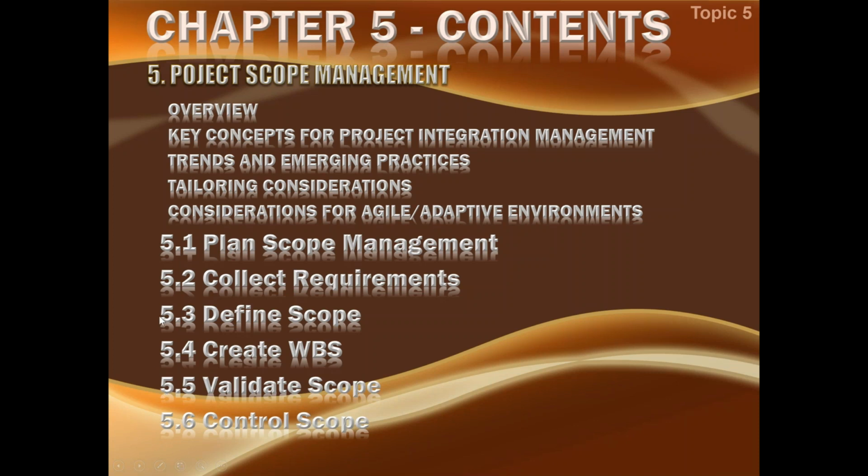processes of project scope management, and we have 6 processes. Interestingly, the first 4 processes, plan scope management, collect requirements, define scope, and create WBS, are all happening in planning. We don't have anything in initiation, we don't have anything in execution, and we do not have anything in closing. But in monitoring and control, we have 2 processes, validate scope and control scope.